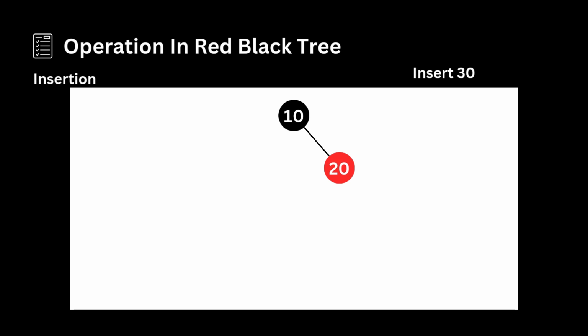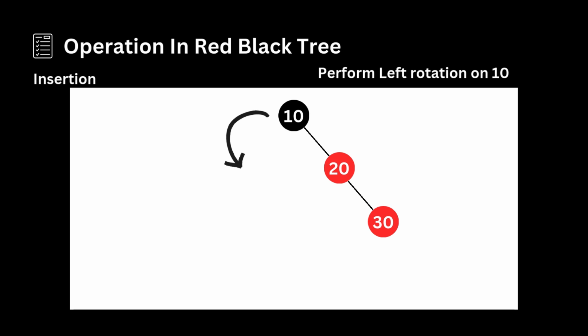Now insert 30. Insert 30 as the right child of 20 and color it red. Now the red-red violation occurs. 20 and 30 are both red. So to fix this problem, we will perform a left rotation on 10. Recolor 20 as black and 10 as red.